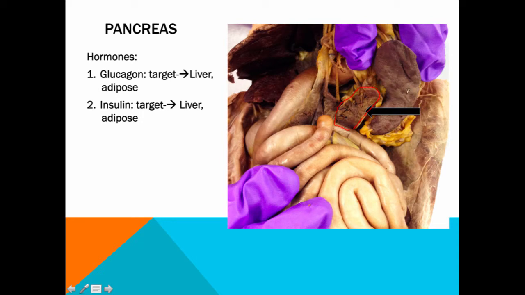So right here would be the spleen, and the stomach is lifted up. She's holding the stomach here, and underneath it would be the tail of the pancreas. The head would be down here, and then right here would be the spleen. So this is the pancreas in here. So important hormones associated with the pancreas are glucagon and insulin. These are the ones that you need to know.